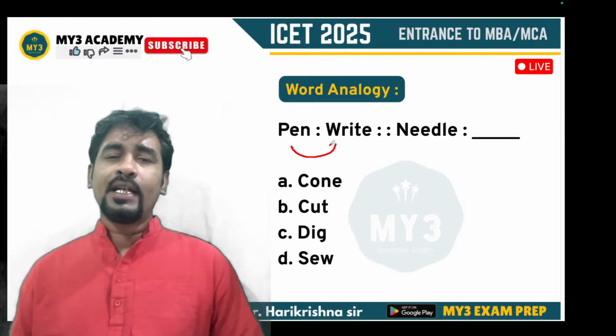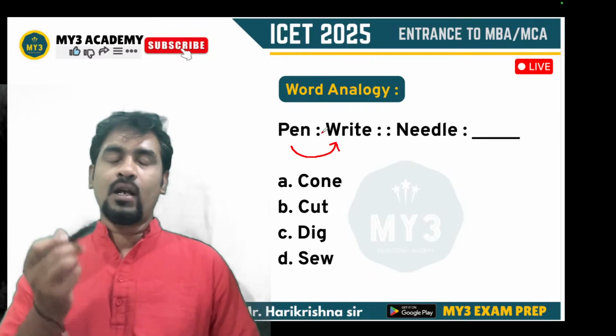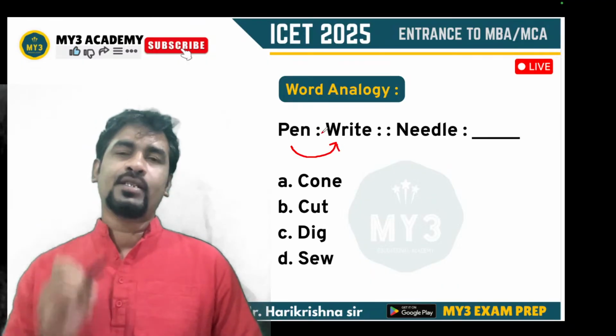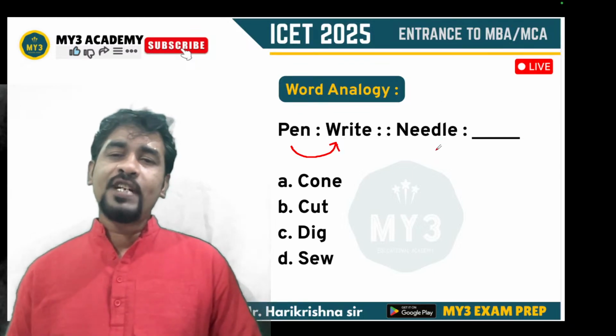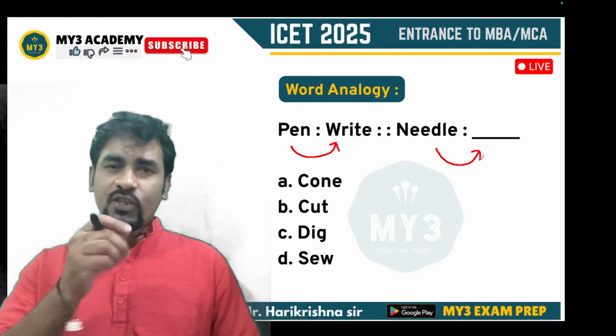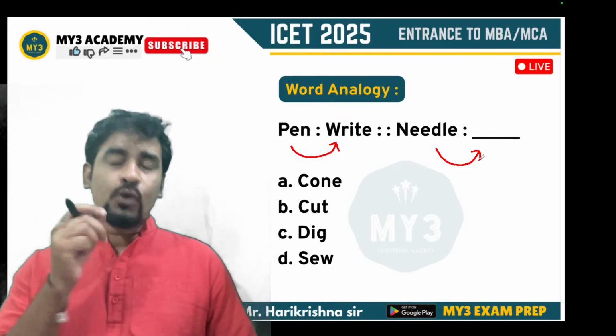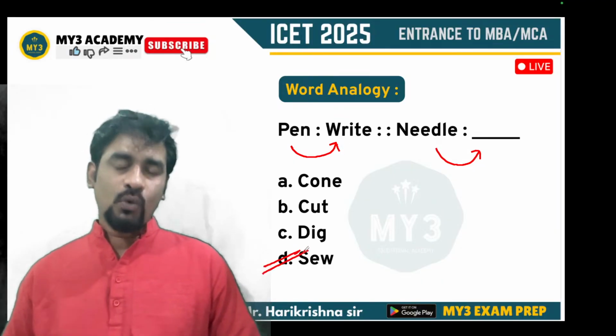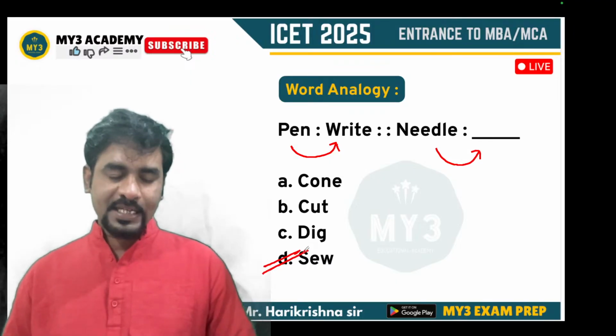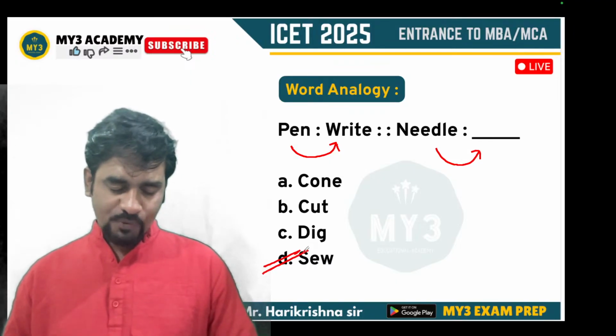So pen is used to write. So the usage of pen is write. What is the usage of needle? So needle is used to sew. So the answer must be sew, which is available as option D for us. Mark the answer as option D.